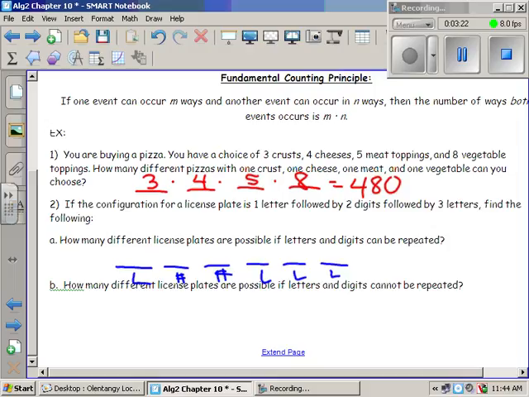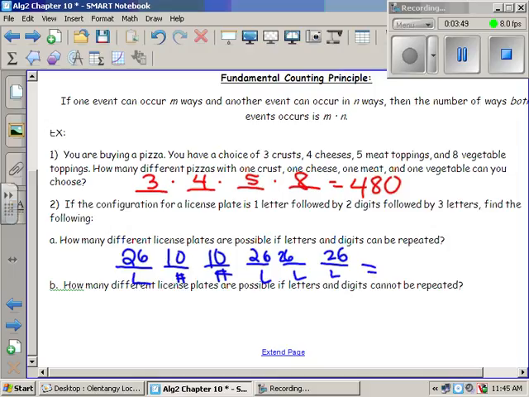So how many choices in letters in the first column do I have? 26. How many numbers? 10, because 0 counts. 10, and then 26, 26, and 26. So the numbers run 0, 1, 2, 3, 4, 5, 6, 7, 8, 9. All right. So I multiply all those together.